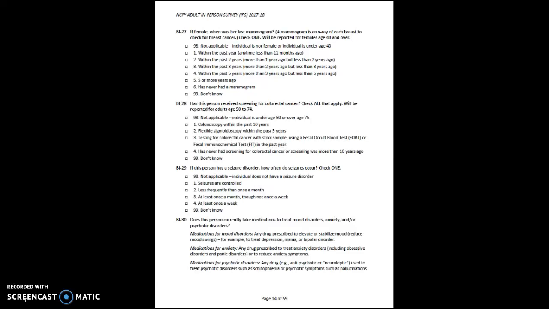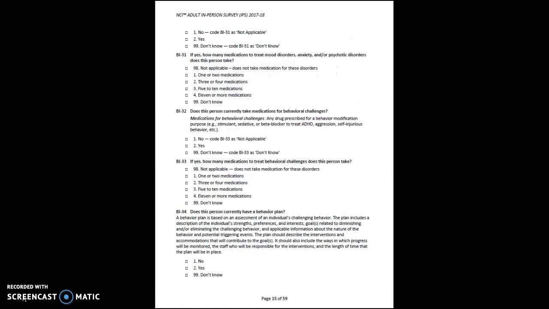So whether the person is taking medication to treat mood disorders, anxiety, or psychotic disorders. We do have a little bit of information here about what we mean by these types of medications. I do also want to point out that this does not necessarily mean that the individual is taking a psychotropic drug. They may be taking other types of medication, but they are used to treat these disorders, and that is the information that we're looking for here. So if they are taking medication to treat a mood disorder, anxiety, or psychotic disorder, we want to know how many. So 1 to 2, 3 to 4, 5 to 10, 11 or more.